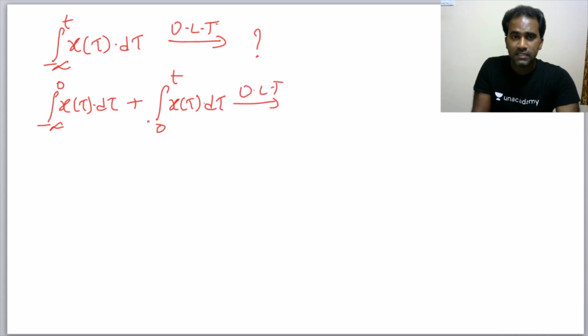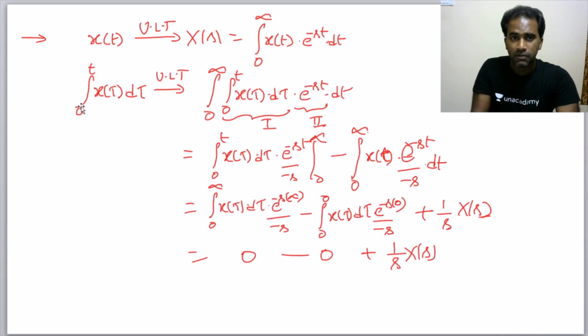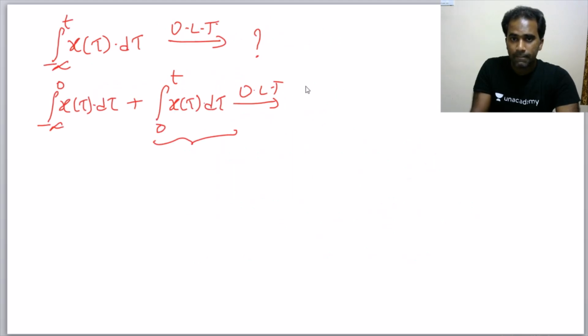Let us find it like this. So once we divide it like this, we know the Laplace transform of this one. Just now we derived it. Laplace transform of integration from 0 to t x of tau d tau, we know it already. Let us write the second part. We know the answer for the second part. It is x of s divided by s.